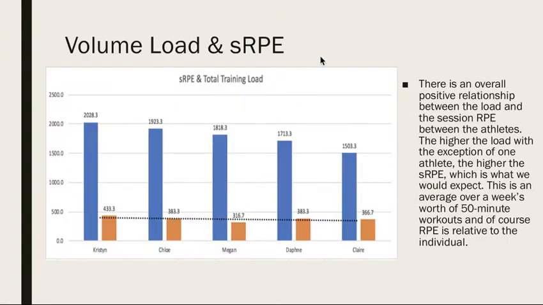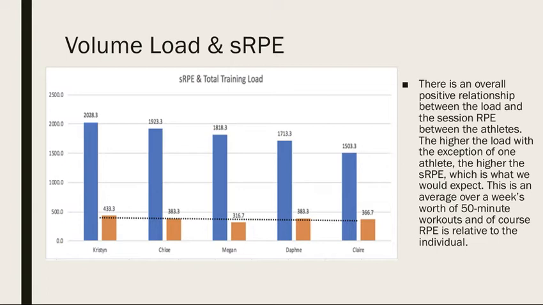So the first thing we're going to look at is 5 athletes, and we're comparing volume load that they had for the week, the total amount of weight lifted, and then session RPE. So if you look here, there's an overall positive relationship between the load and the session RPE between the athletes. The higher the load, with the exception of one athlete, the higher the session RPE, which is what we would expect, right? Heavier loads, the workout should feel harder.